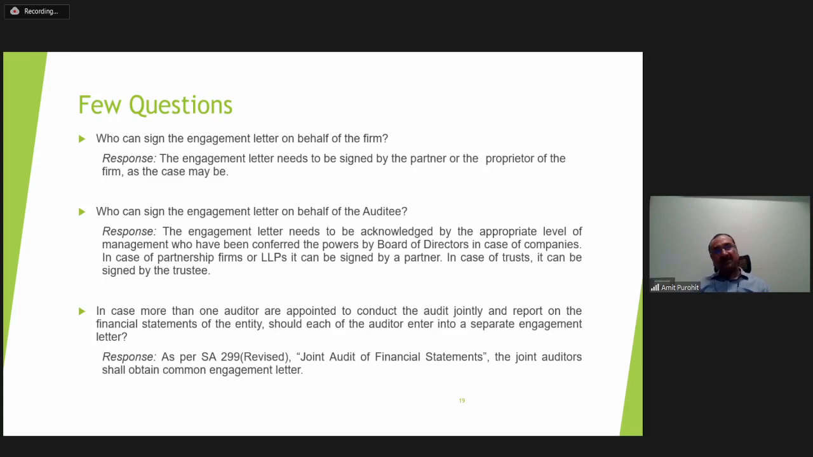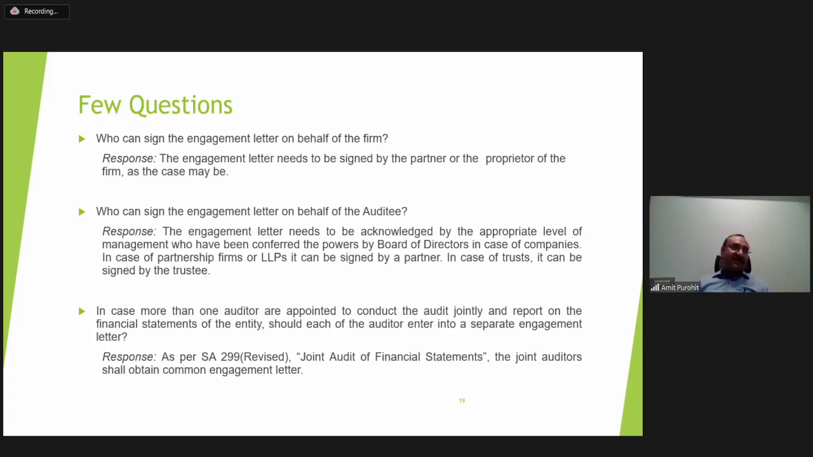This is very important. The engagement letter needs to be acknowledged by the appropriate level of management who have been conferred the powers of the board of directors in case of companies. In case of partnership firms or LLP, it can be by the partner. So again, reiterating that in case of a company, it will be the appropriate level of authority to whom the powers have been given by the board of directors.